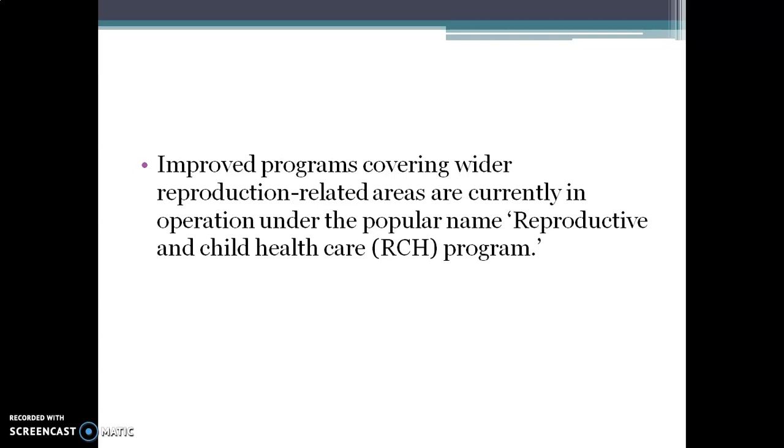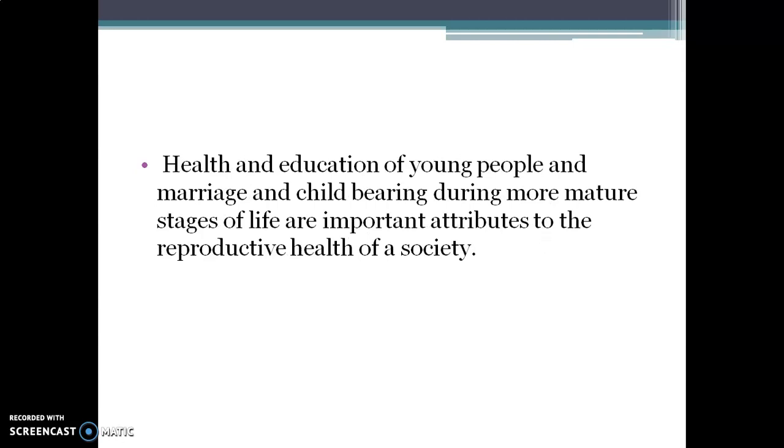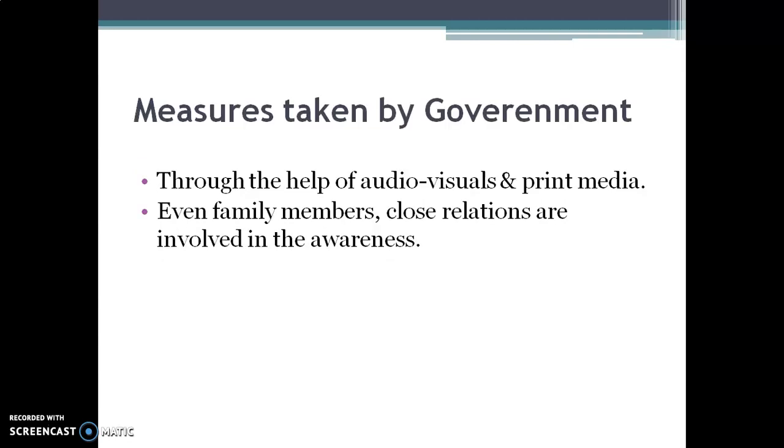And loads of improved programs are there in India. And one among them is reproductive and child health care, RCH. Then health and education of young people and marriage and childbearing during more mature stages of life are important attributes to the reproductive health of society. Then now let's check the measures. What are the measures taken by government?